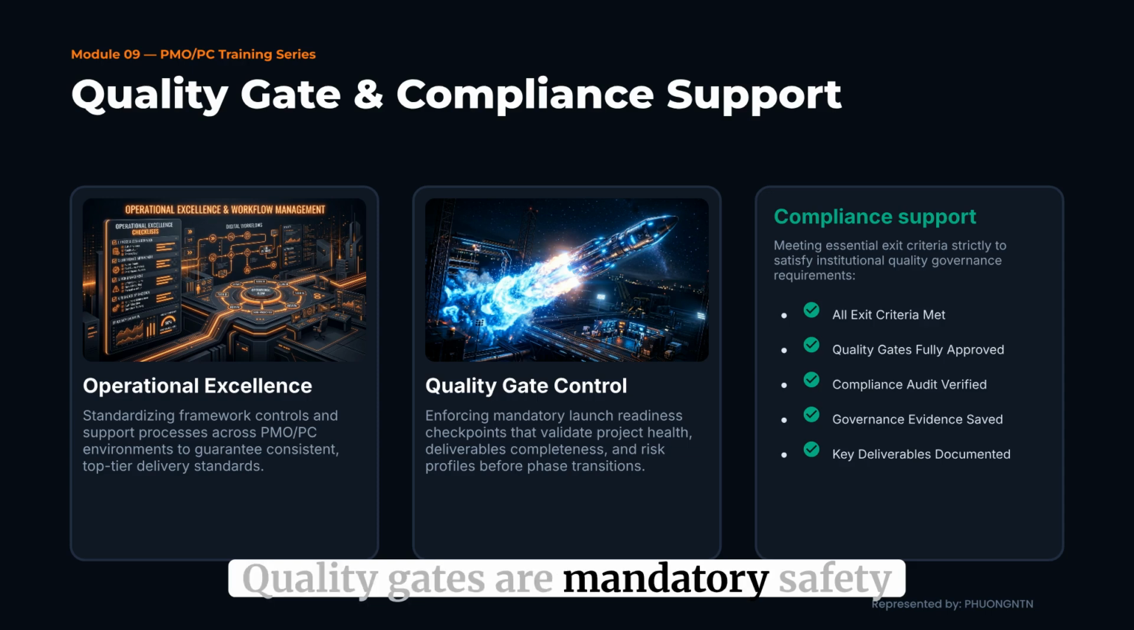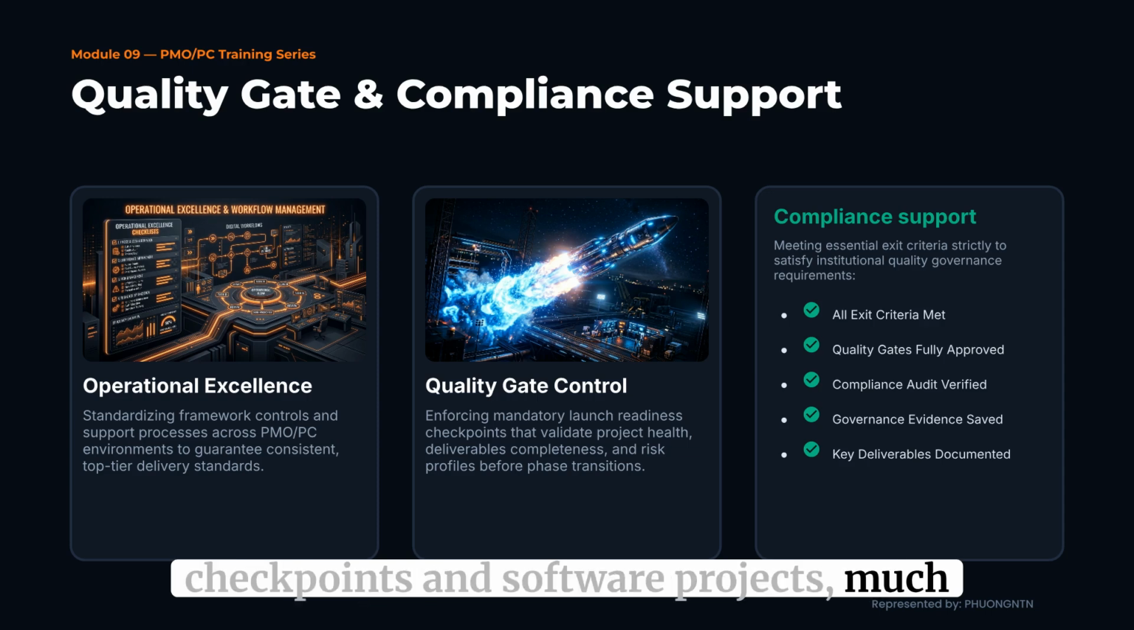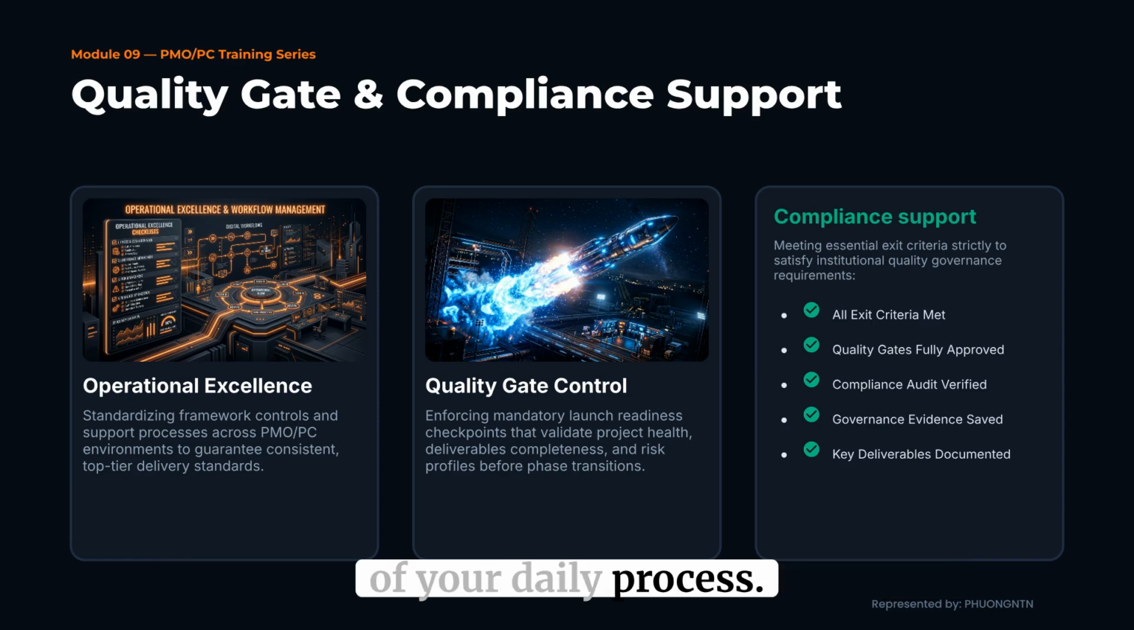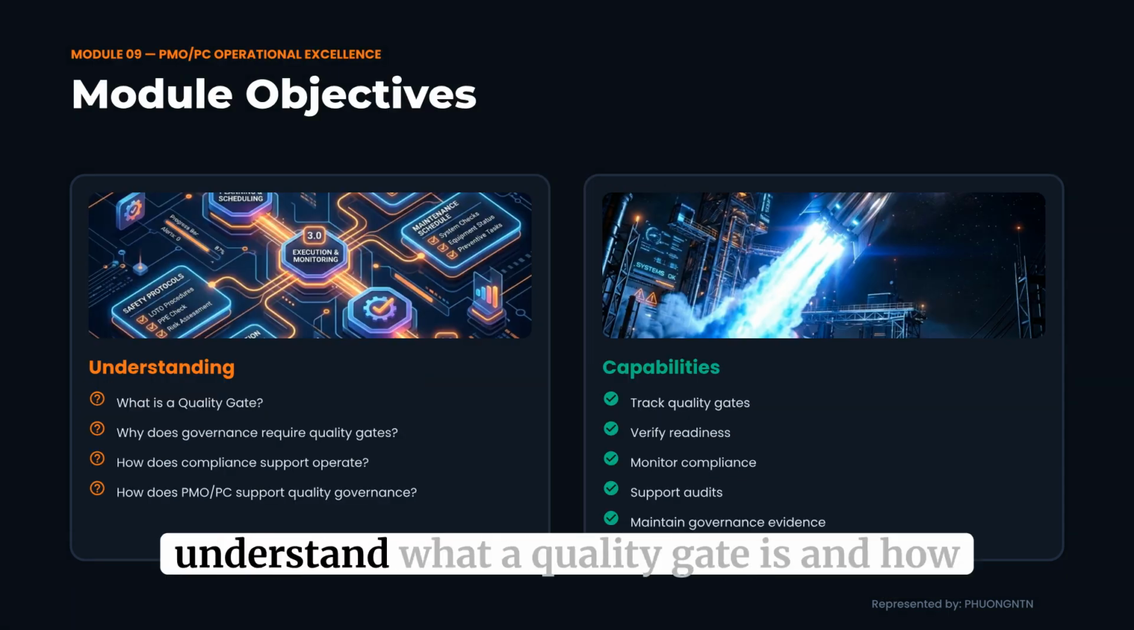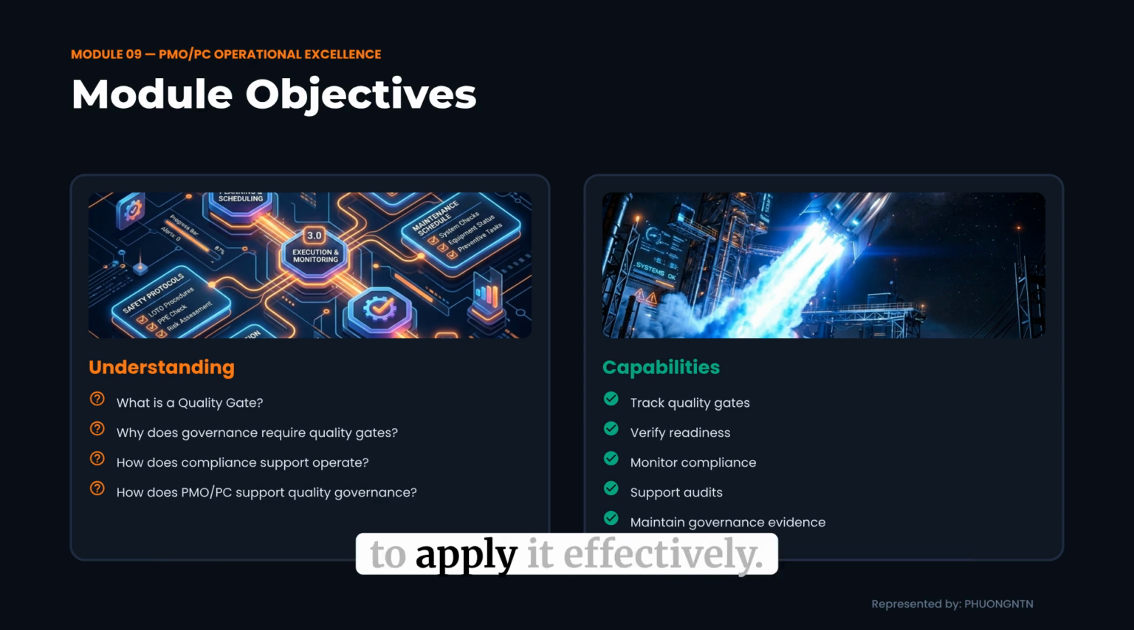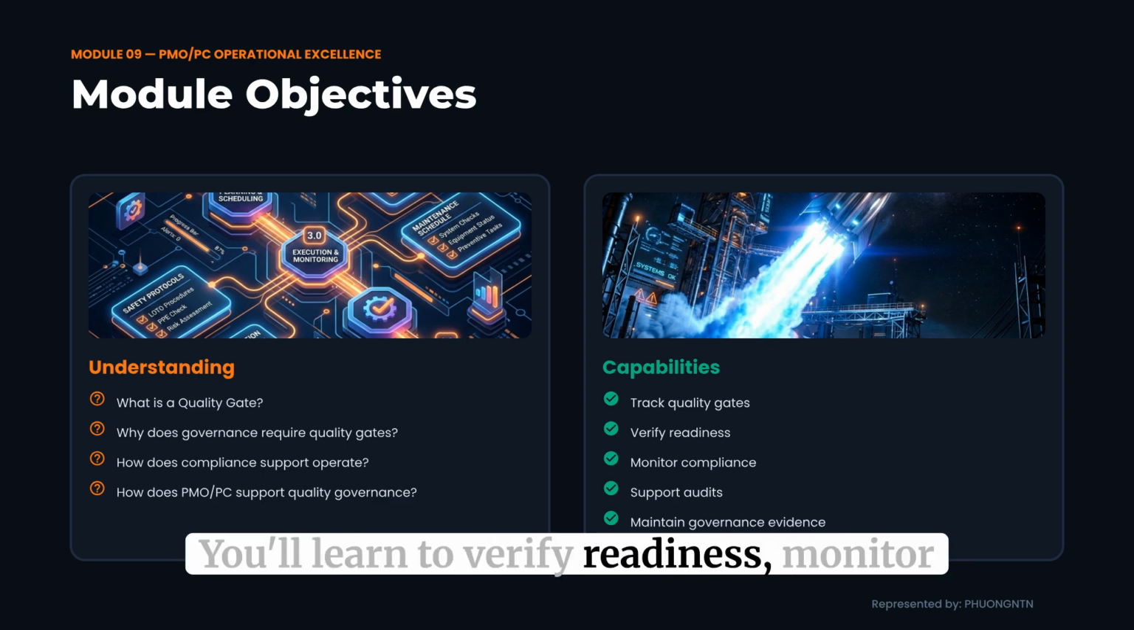Quality gates are mandatory safety checkpoints in software projects, much like inspection points when building a bridge. This module explores how PMOs ensure project health, compliance, and readiness. We'll focus on how to prevent risky releases and move forward with confidence, ensuring governance is a part of your daily process. By the end of this module, you will understand what a quality gate is and how to apply it effectively. You'll learn to verify readiness, monitor compliance, and support governance.